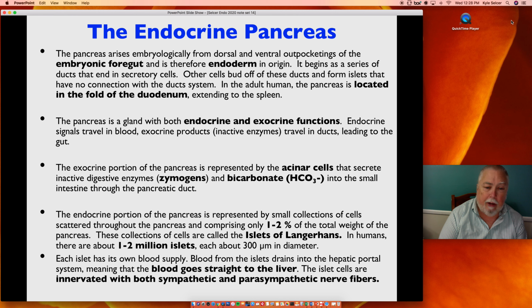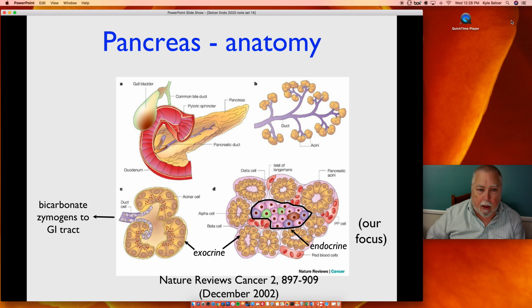The islet cells are innervated with both sympathetic and parasympathetic nerve fibers, so the autonomic nervous system has a big role in controlling the endocrine part of the pancreas. As for the anatomy of the pancreas, you can see there in the arms of the duodenum, you can see the gallbladder down there. The liver would be covering all this up. If you opened up an organism, you would see that the liver would be covering this up. The liver is producing bile that goes to the gallbladder and through the common bile duct that goes to the duodenum. The pancreas is in the duodenum, and as you see, the pancreatic duct dumps right into the duodenum.